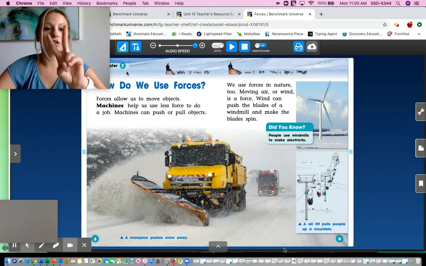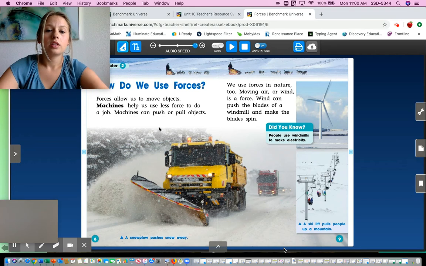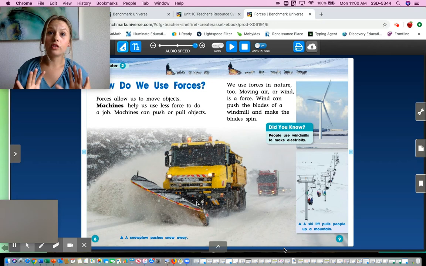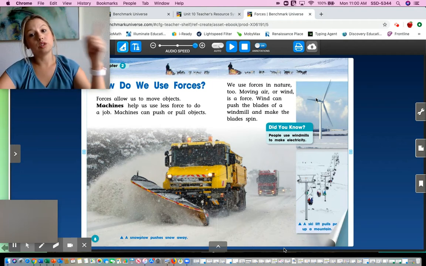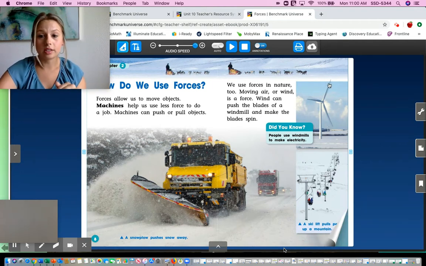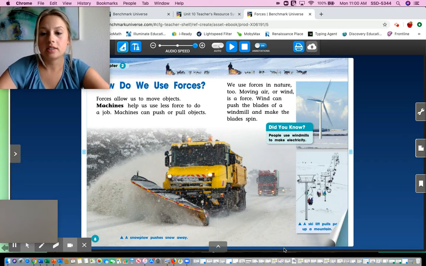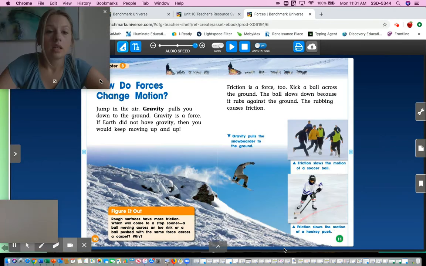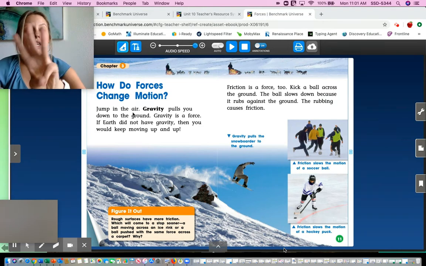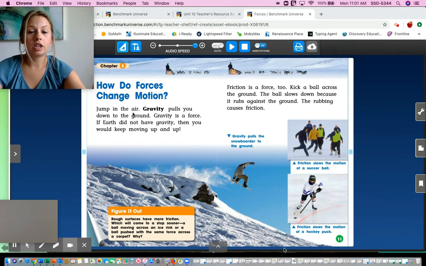We moved into chapter 2, and how do we use forces? Why do we use forces? So a type of force here that is pushing is this machine, and that machine was moving snow out of the street so that other cars could drive behind it. We also talked about wind being a force, a wind which was pushing the windmill to make electricity. We also talked about this ski lift, which is a type of force that is lifting people and moving them up the mountain.